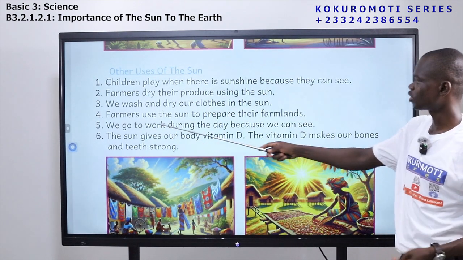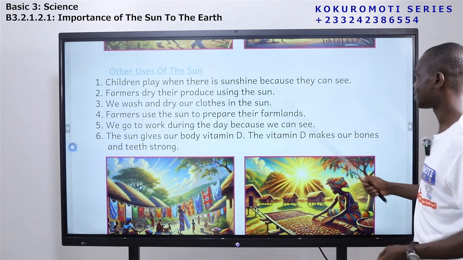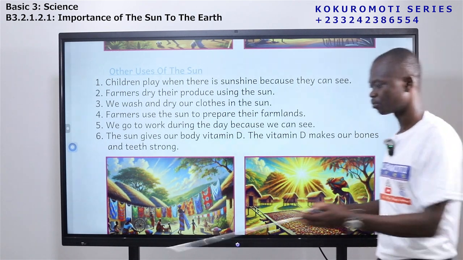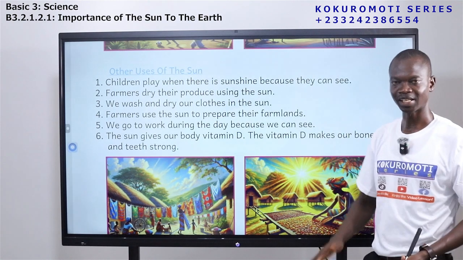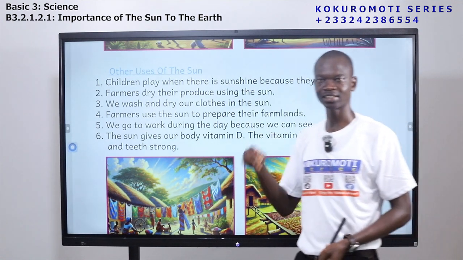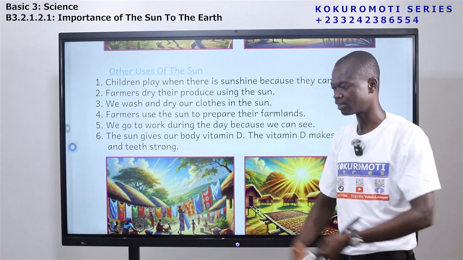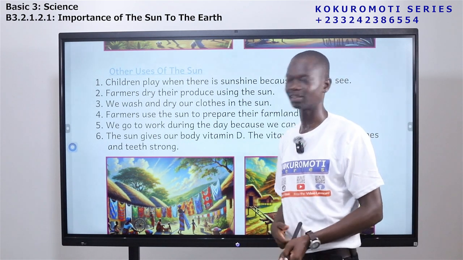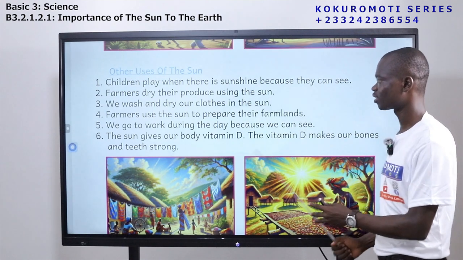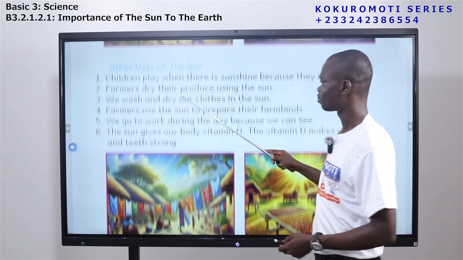The next one is that farmers use the sun to prepare their farmlands. So when farmers are about to start planting, they need to prepare the land. They will weed, they will burn it. They need the sun to dry the weeds so that they can what? They can burn. So they use the sun to prepare the farmland before they do the planting.